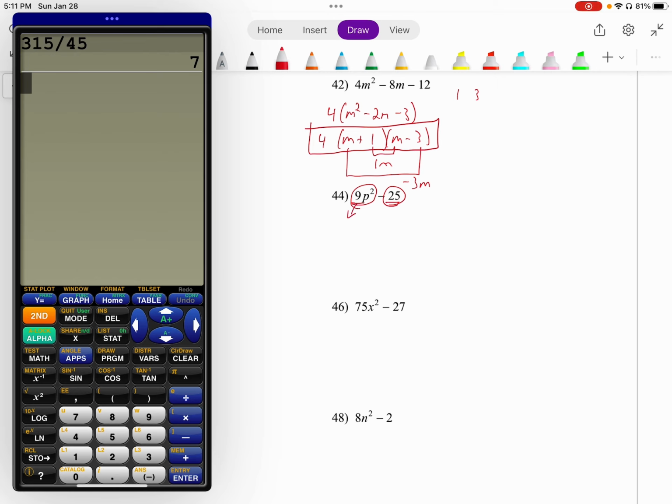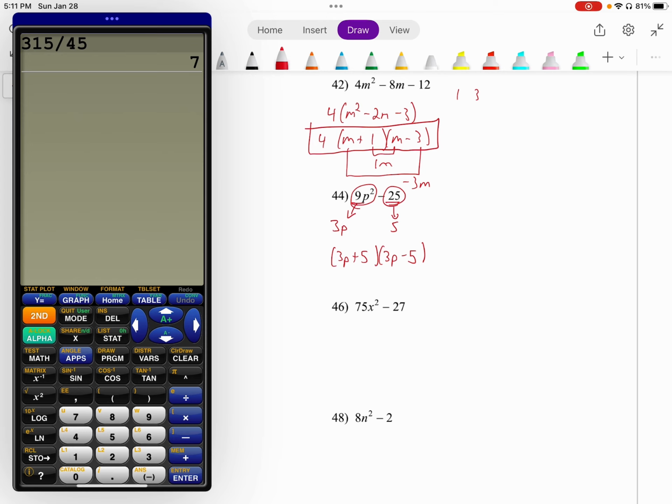So if you have a squared minus b squared, what you do is think, how do I get this? What squared gives me this 9p squared? That's 3p. What squared gives us 25? That's 5. And we take that 3p and 5, and we have 2 terms, and we have 3p plus 5 and 3p minus 5.